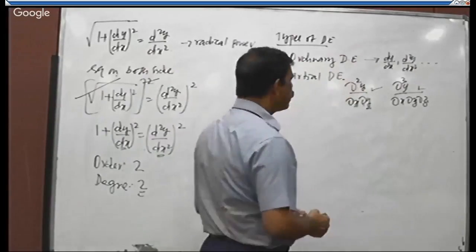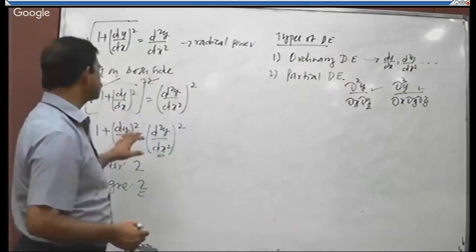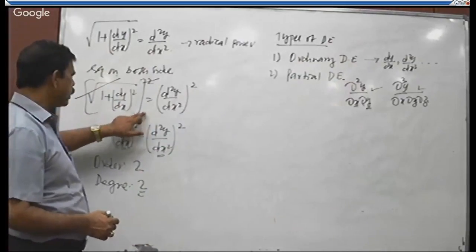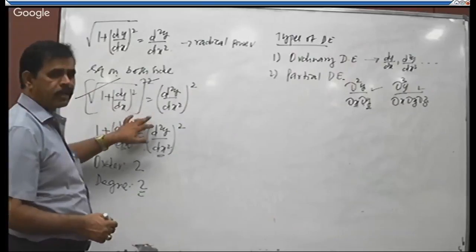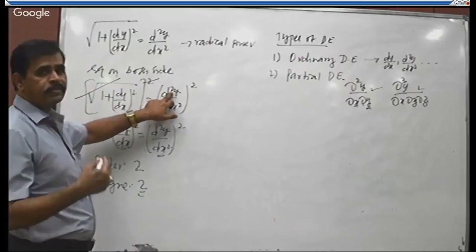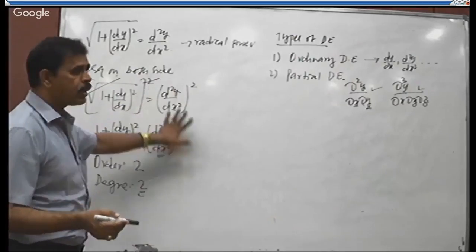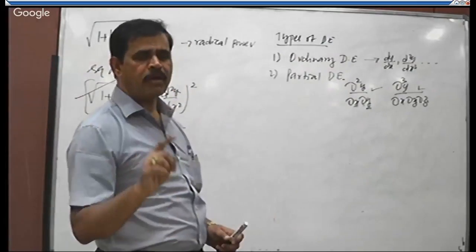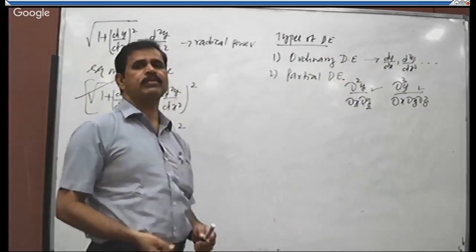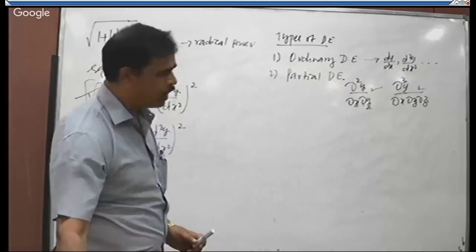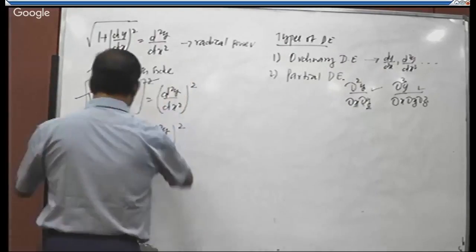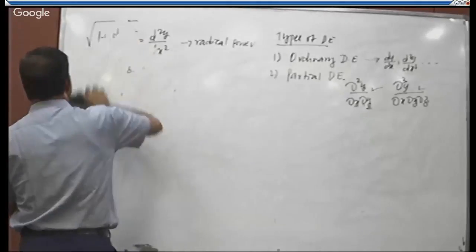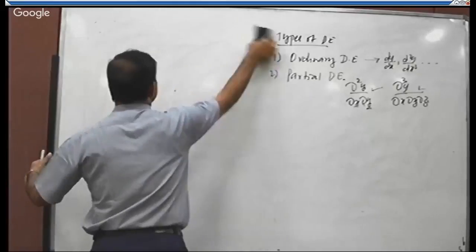Right? In the ordinary differential equation, suppose the equation is in this form. It is a second order differential equation. Why? Because the highest order is 2. But we are interested only in the ordinary differential equation of first order and first degree. First order and first degree, right? So let us take how to form this differential equation.